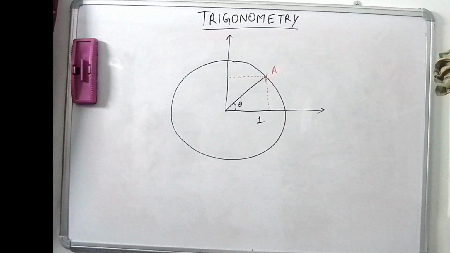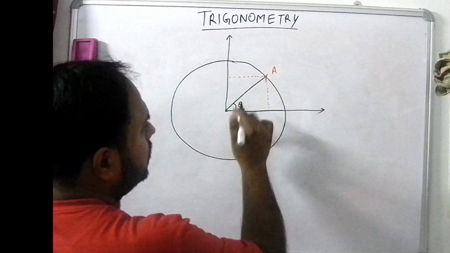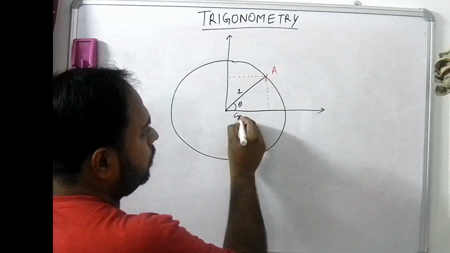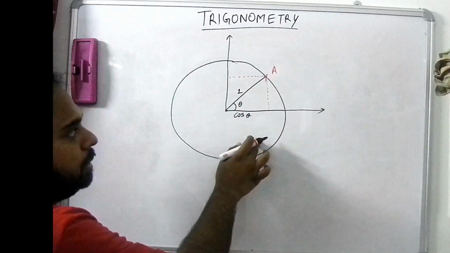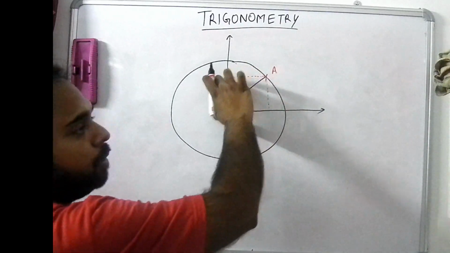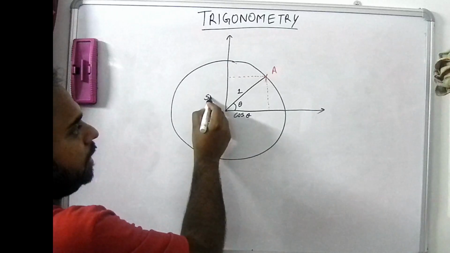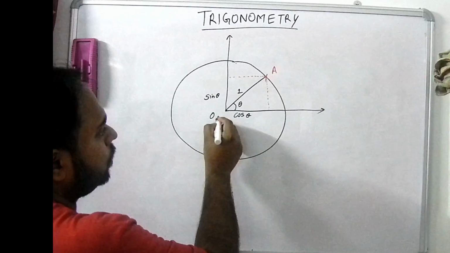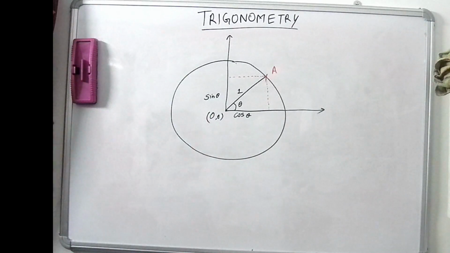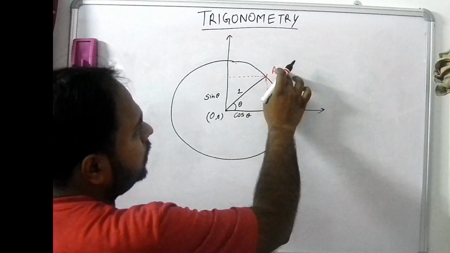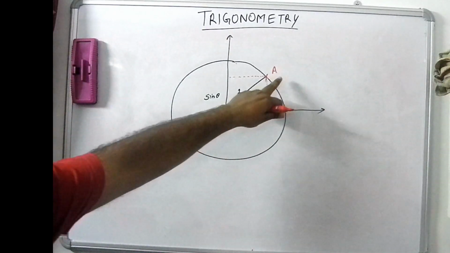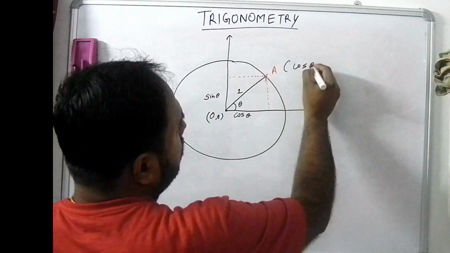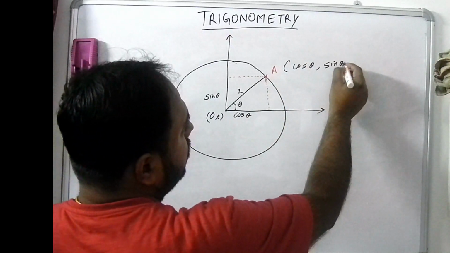Now we know the trigonometry, and I know what this distance is. The hypotenuse is 1 in the unit circle, so this is cos theta. This is something we already knew. And this line is equal to sin theta. This is my origin, 0, 0. I move here and reach point A. So the x coordinate is cos theta, and the y coordinate is sin theta.